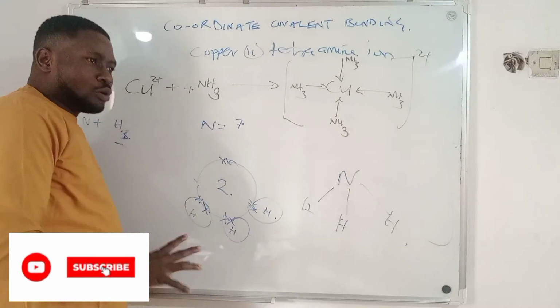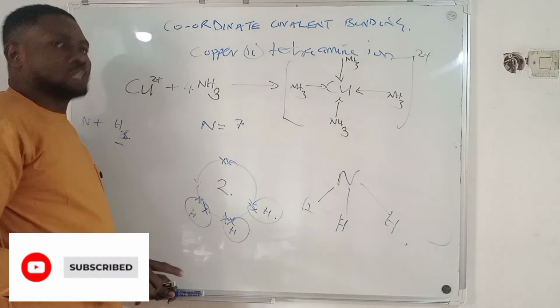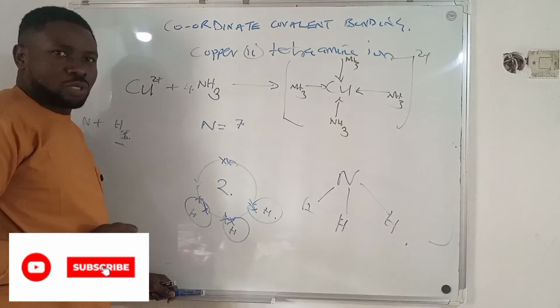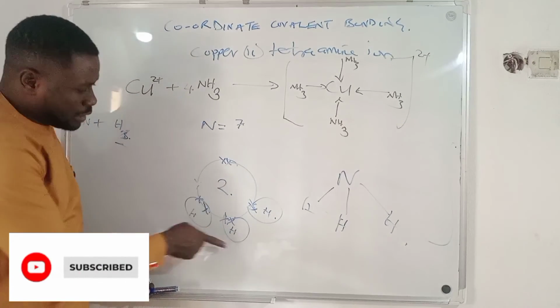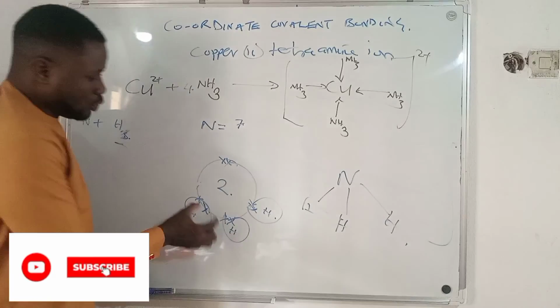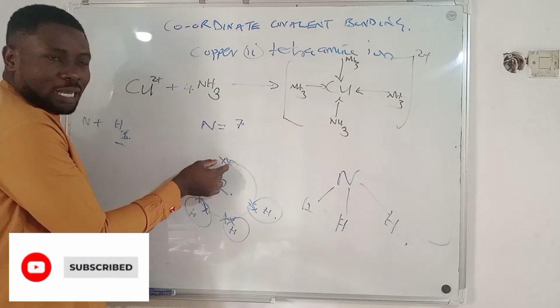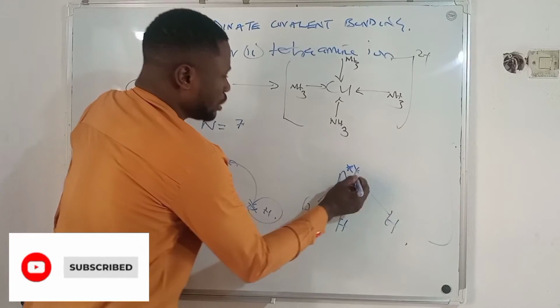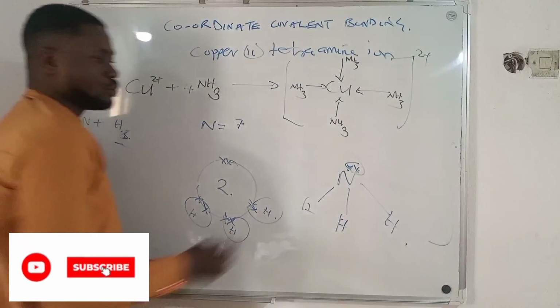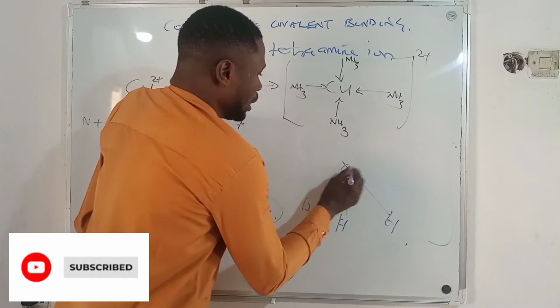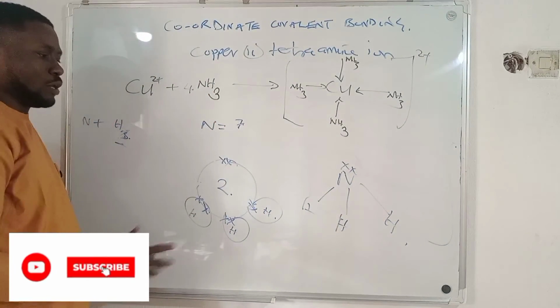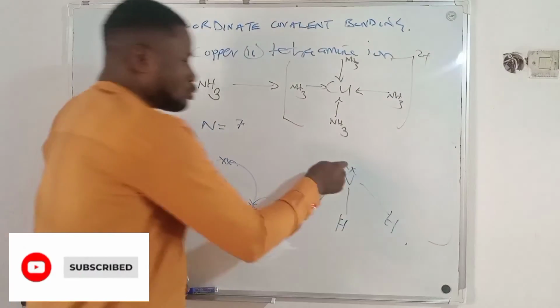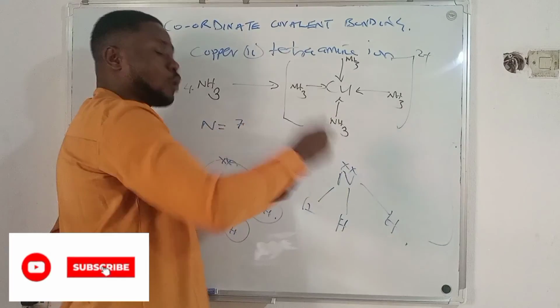Now the ammonia molecule goes into dative covalent bonding to stabilize copper 2 ions. When you have done this, you notice that you are left with 2 electrons here. These 2 electrons are not used in the bonding. They were never used in the bonding. These are the 2 electrons that you describe as one lone pair.